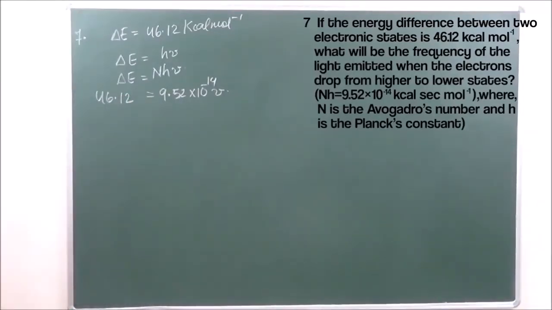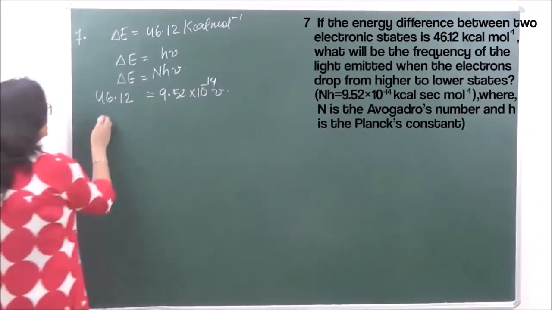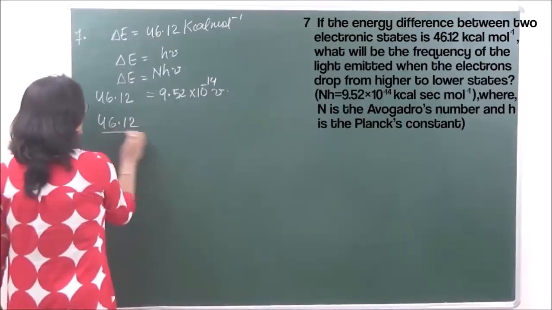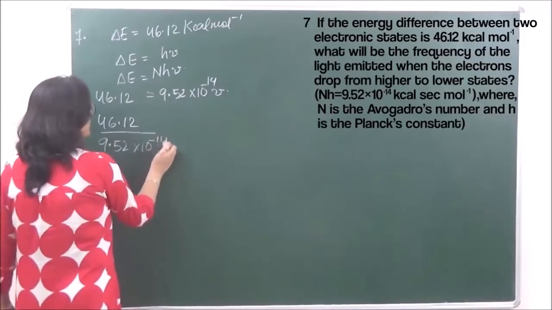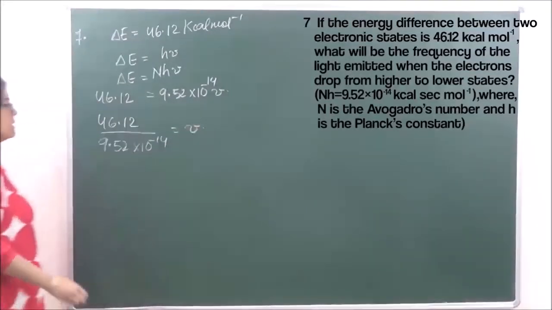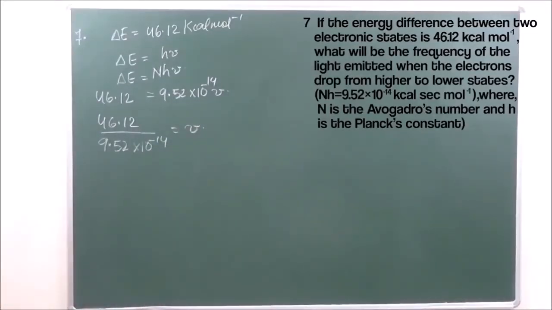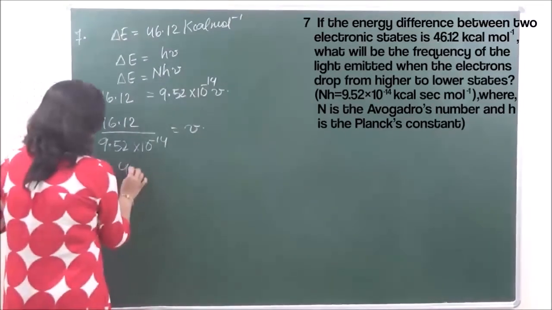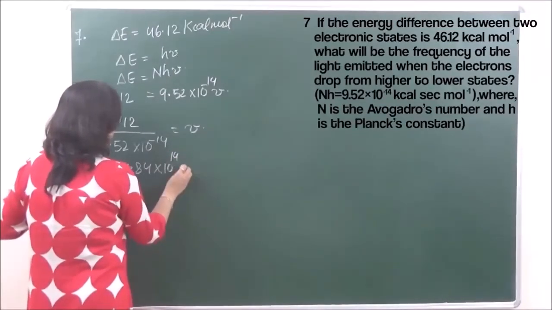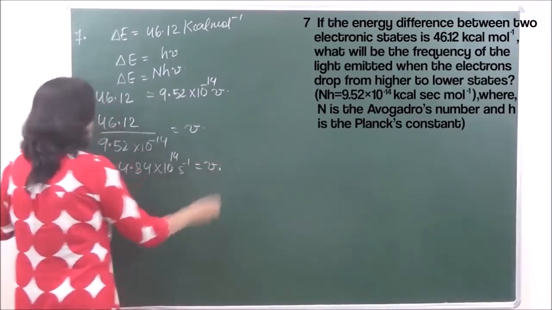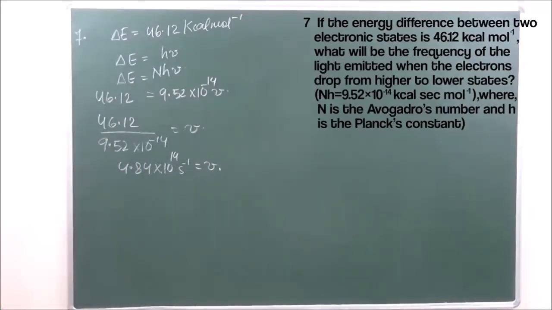Now you have to calculate the value of nu, so nu will become equal to 46.12 divided by 9.52 into 10 raised to power minus 14. So nu becomes equal to 4.84 into 10 raised to power 14 per second is the unit. Okay? Done? Then let's go on to question number 8.